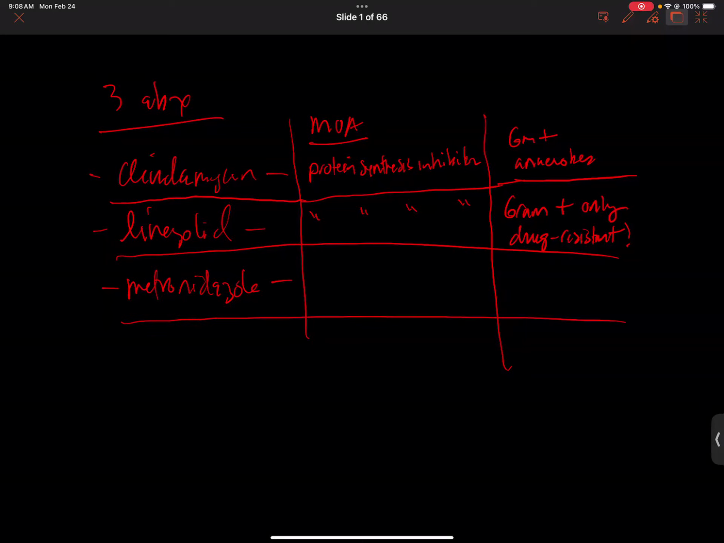And then lastly, metronidazole. So we've talked about metronidazole several times throughout the semester already. Dr. Lewis has made mention of it. This is the drug of choice for what type of infection? A UTI. A little bit more specific. Anaerobic infections, okay? Anaerobes in particular. So drug of choice for anaerobes. How does it kill anaerobes?